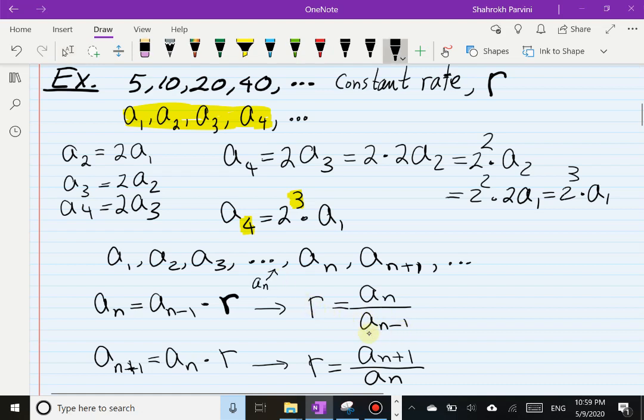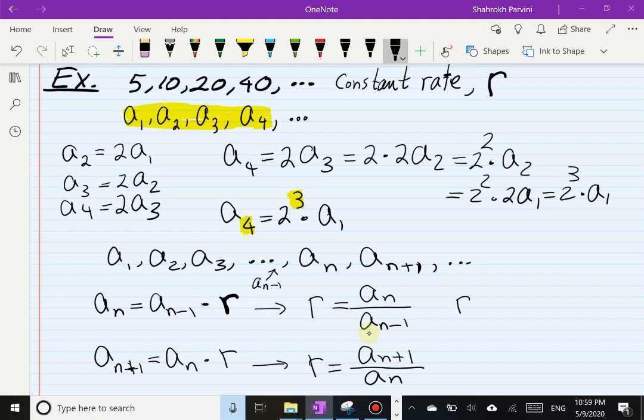This is a sub n minus 1. All that means is that that's the term before the nth term. So I can get this common ratio as long as I divide two consecutive terms, the higher term divided by the lower term.